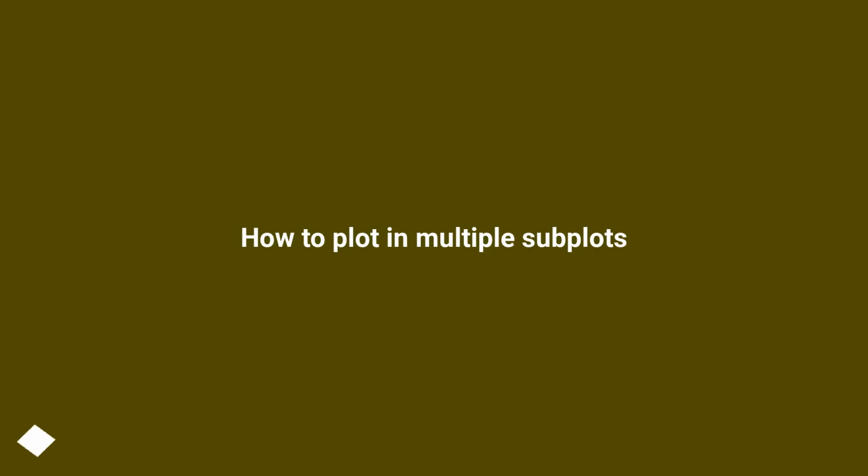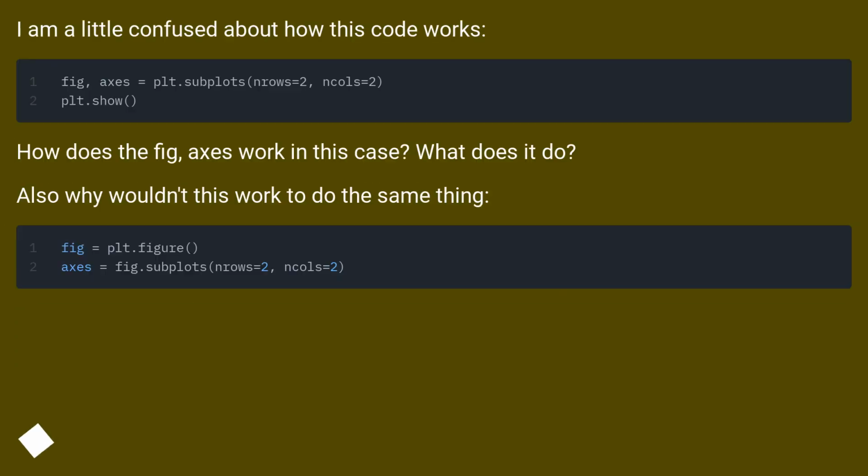How to plot in multiple subplots. I am a little confused about how this code works. How does the fig axis work in this case? What does it do? Also, why wouldn't this work to do the same thing?